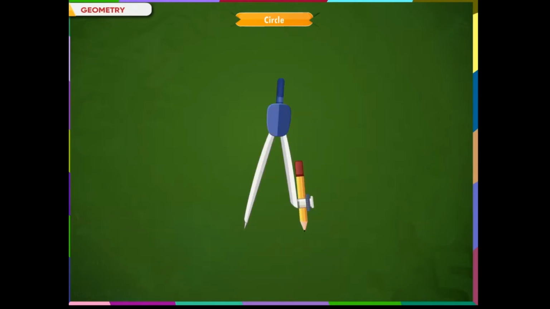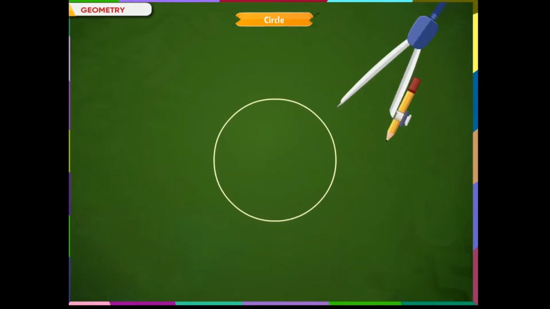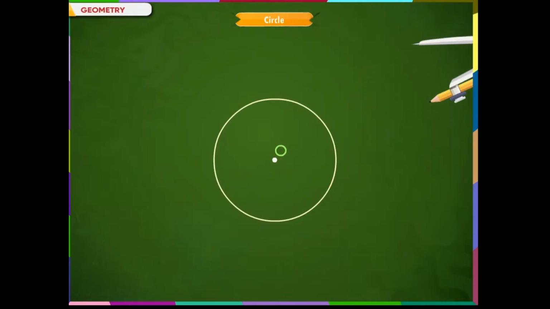Take a compass with a pencil slid on it. Draw a circle with the length between the sharp point of the compass and the pencil as 5 cm. We get a perfect circle as shown on the screen.